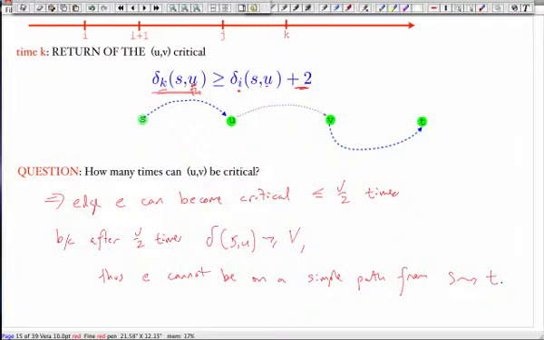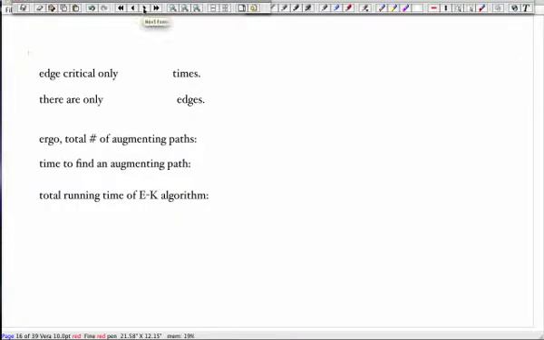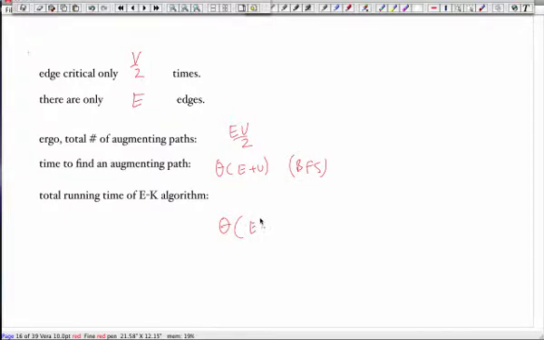Okay, good. So that's all we needed to get a running time, because this means that each edge becomes critical V over 2 times. There are only E edges, and so the number of times we have to find a critical path is EV over 2. The time to find a critical path is just breadth first search. And so the total time is going to be E squared V.